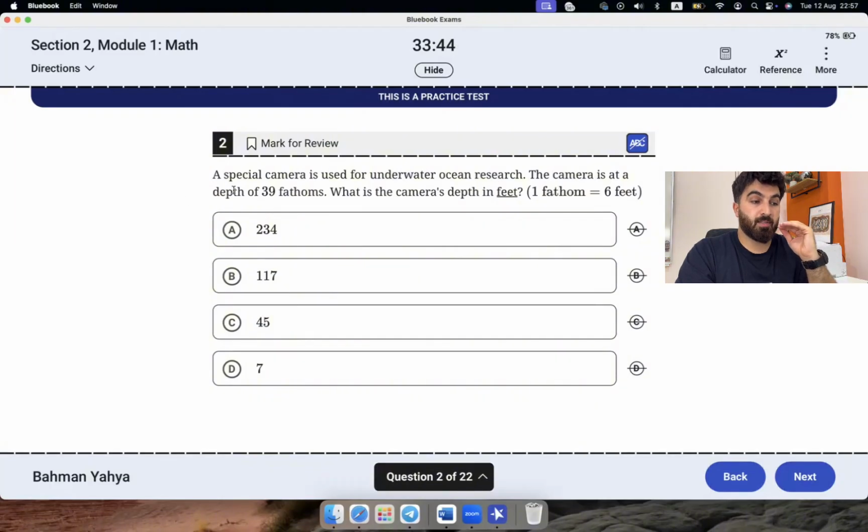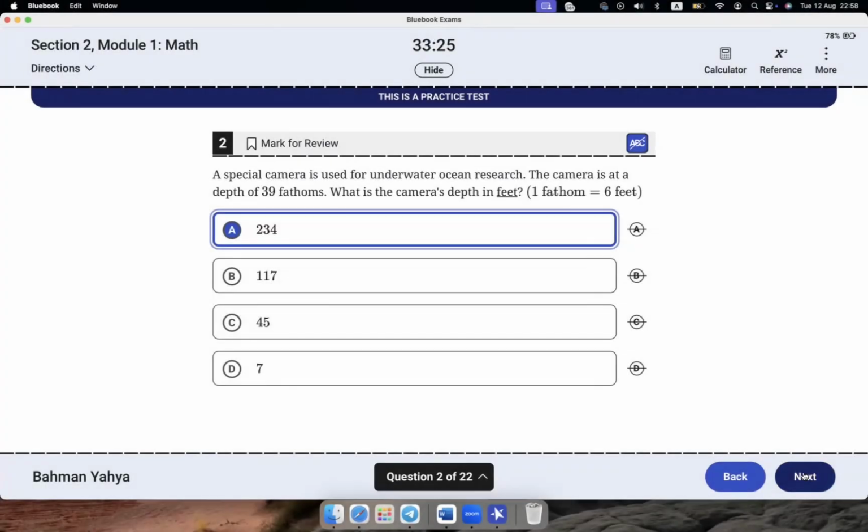The camera is at a depth of 39 fathoms. What is the camera's depth in feet? 1 fathom is 6 feet. So 39 fathoms is 39 times 6. The answer will be 234. And next question.